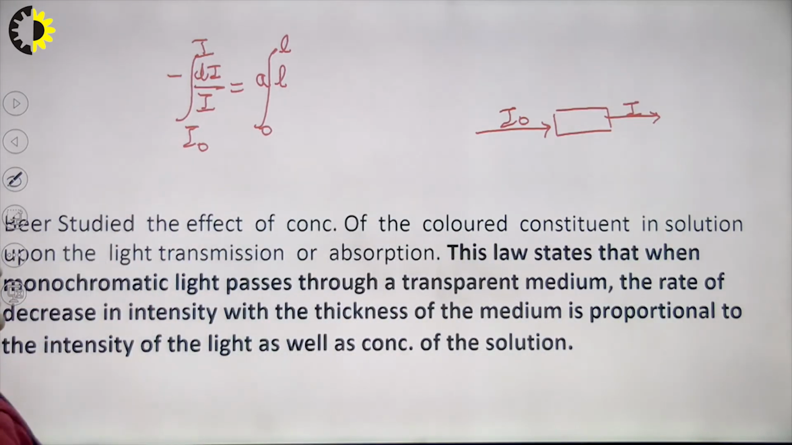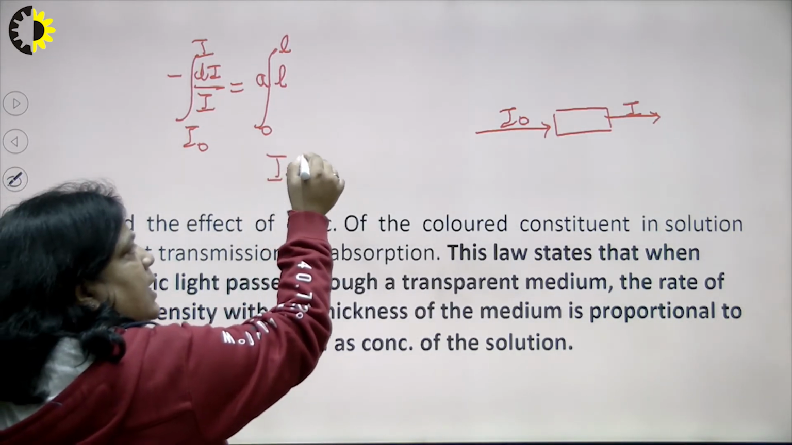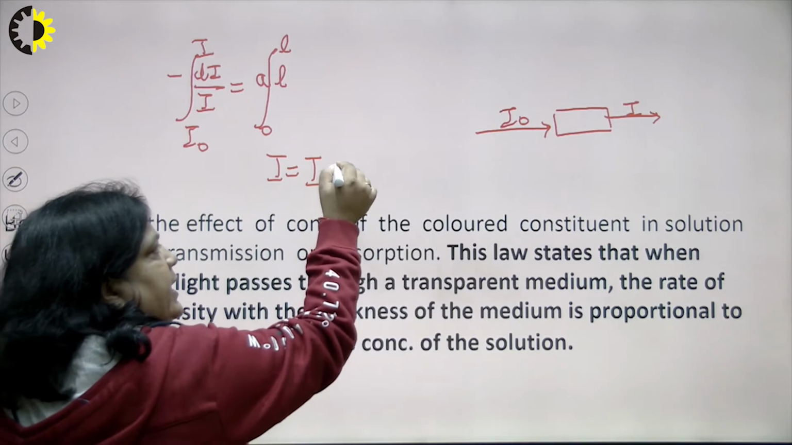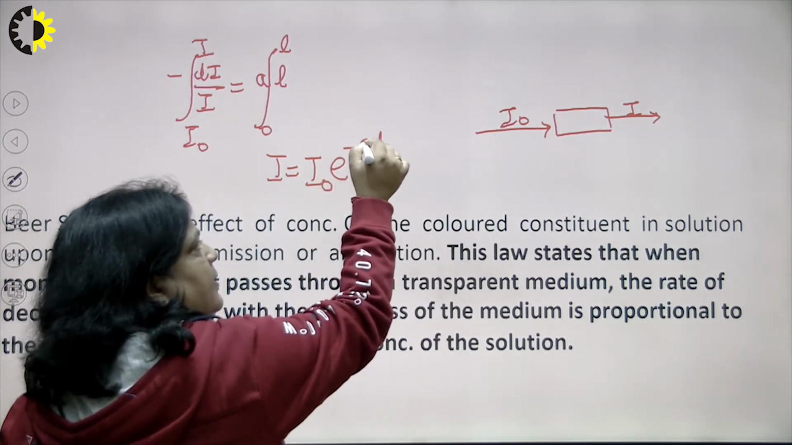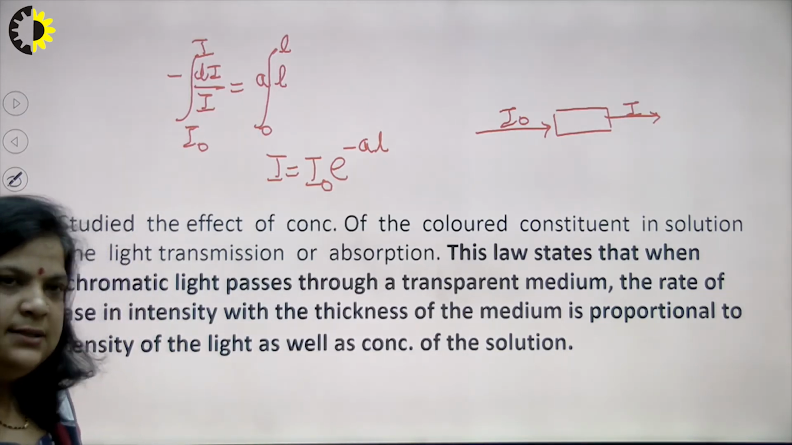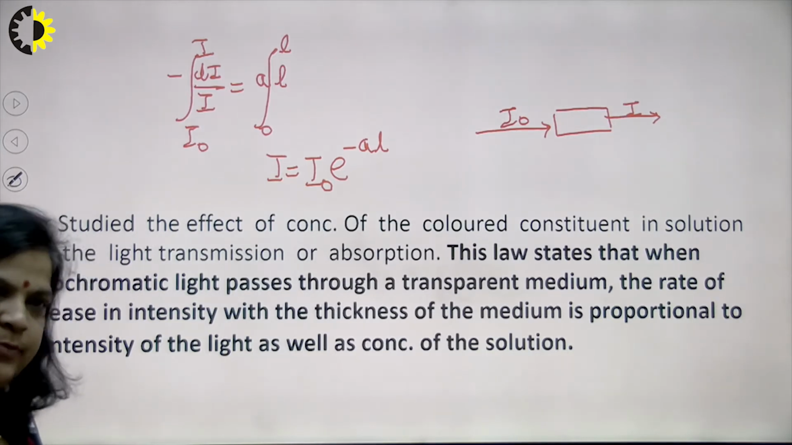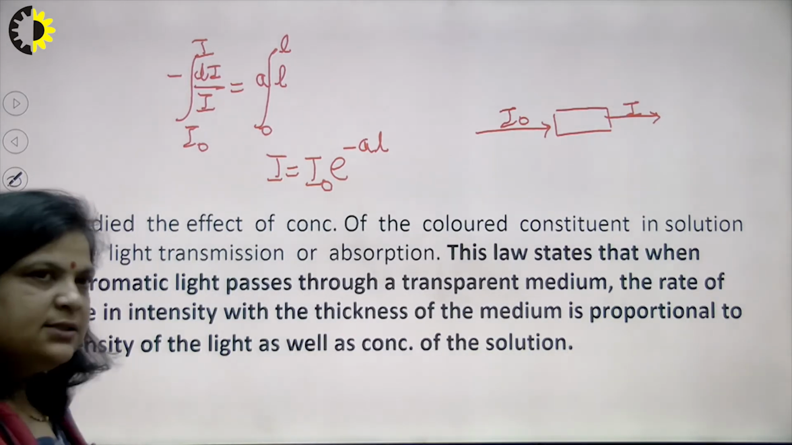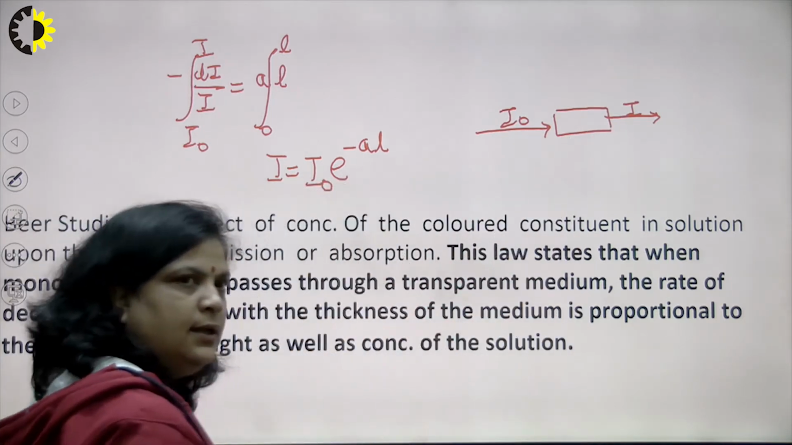So when we solve this, we will get I is equal to I naught e raised to the power minus aL, where I and I naught are the intensity of light after passing the medium and initially respectively, a is the constant and L is the thickness of medium, that is path length.